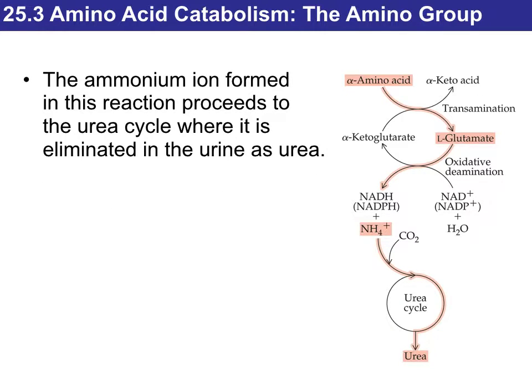And then the last slide here: the ammonium ion formed in this reaction proceeds to the urea cycle, where it is eliminated in the urine as urea. Just look at that cycle and understand that the alpha amino acid starts there and ends here in urea.